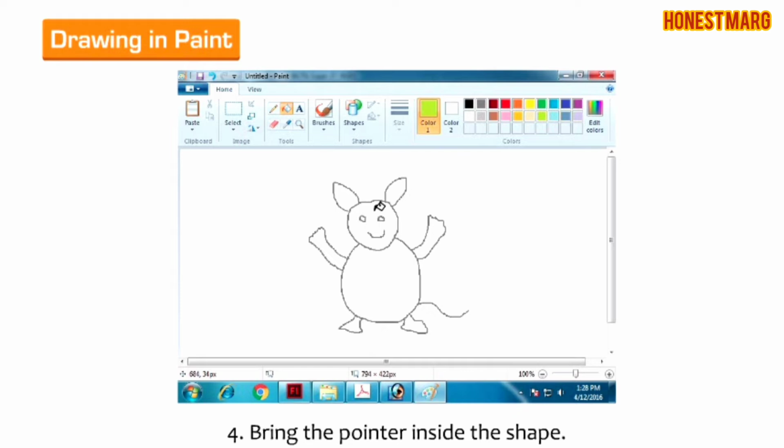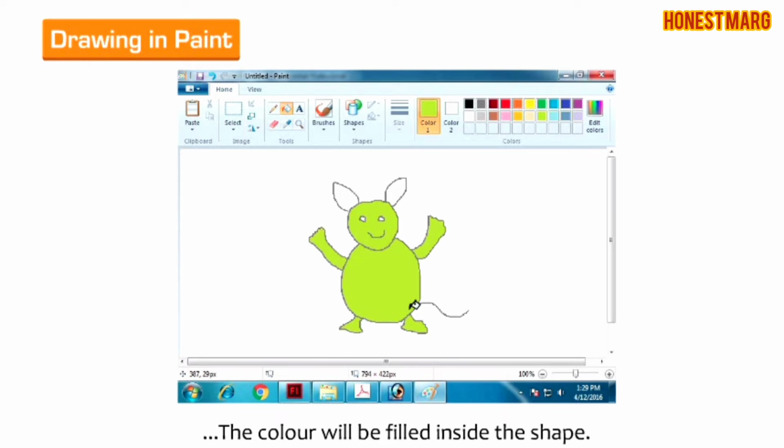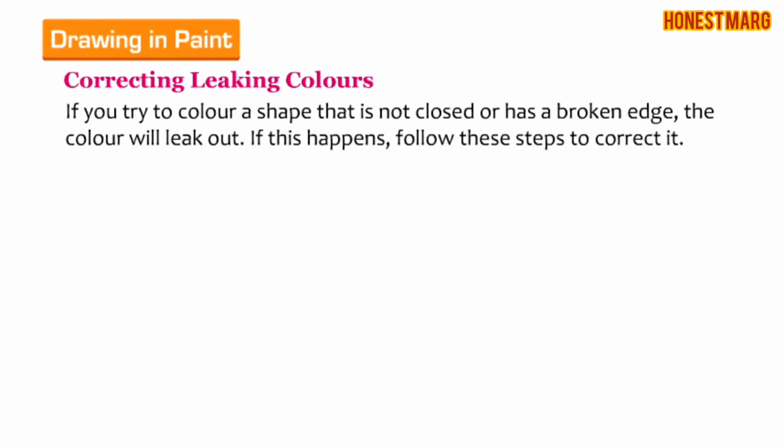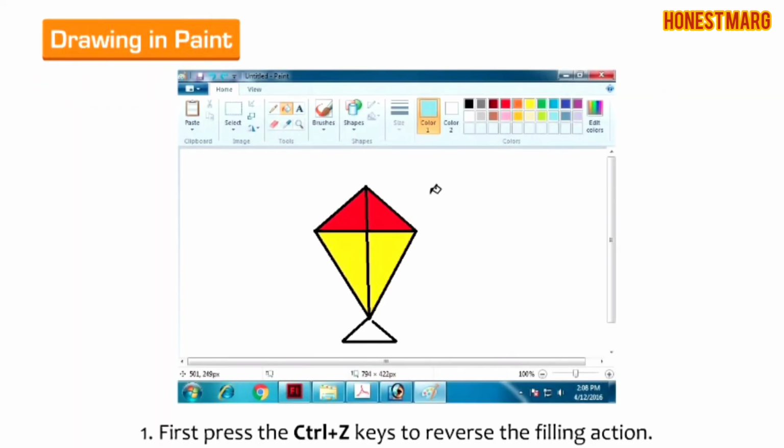4. Bring the pointer inside the shape. 5. Click the mouse. The color will be filled inside the shape. Correcting leaking colors. If you try to color a shape that is not closed or has a broken edge, the color will leak out. If this happens, follow these steps to correct it.